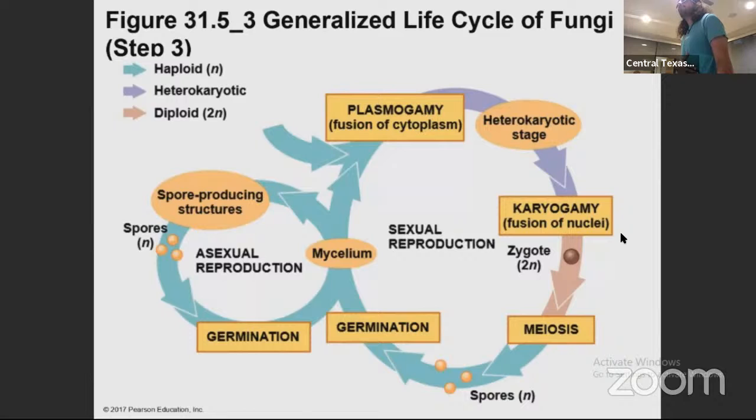But then after they go from there, they will fruit and produce a fungi or a mushroom. And from there, the mushroom will undergo meiosis to split its DNA in half and have a new set of DNA for the next generation.